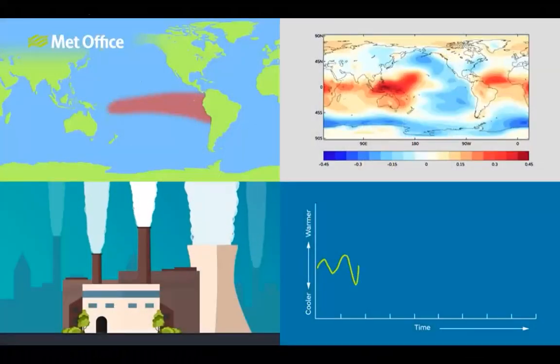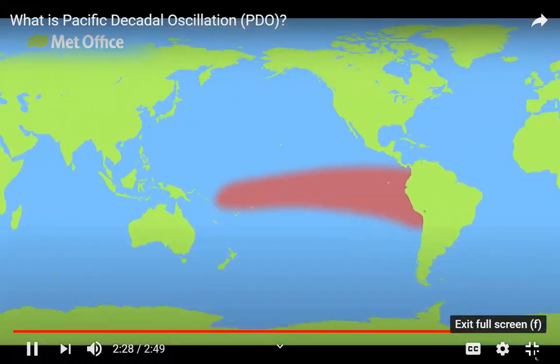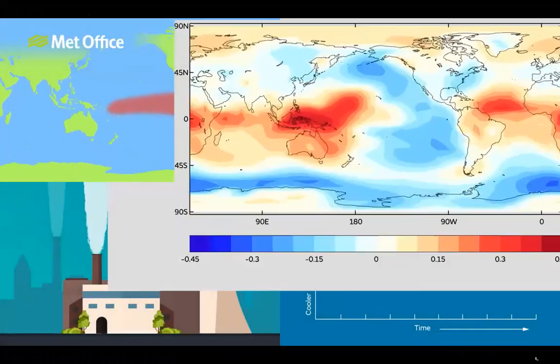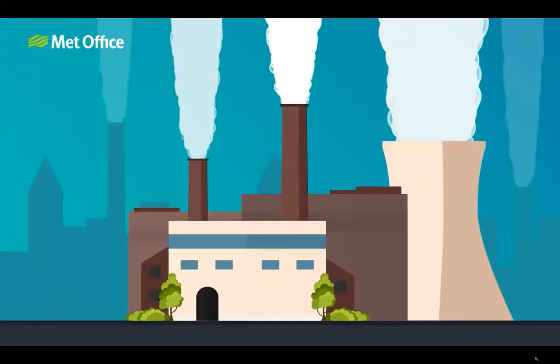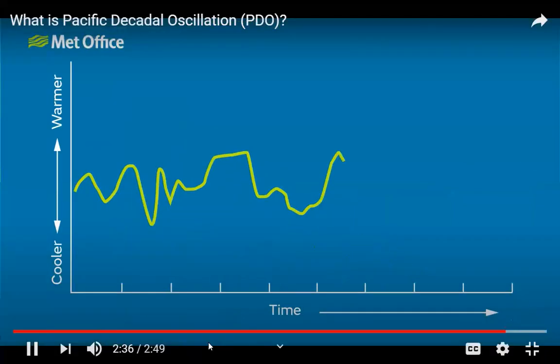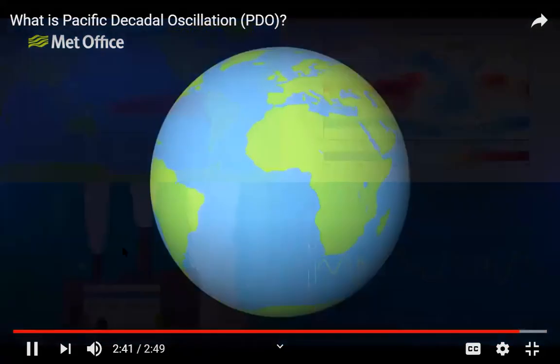The cause of changes in the PDO may be due to a combination of factors, including long-lasting fingerprints of El Nino and La Nina events, changes in atmospheric pressure in the northern Pacific, the impact of industrial pollution, and natural variability. This important phenomenon continues to be a subject of ongoing research.